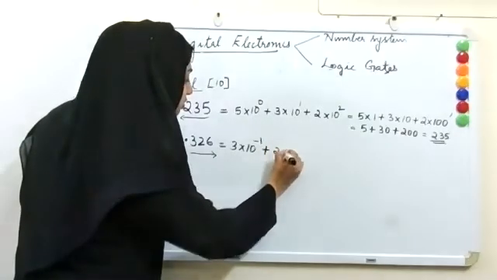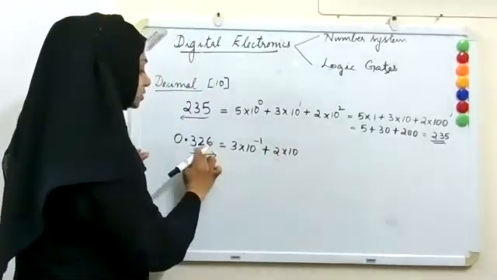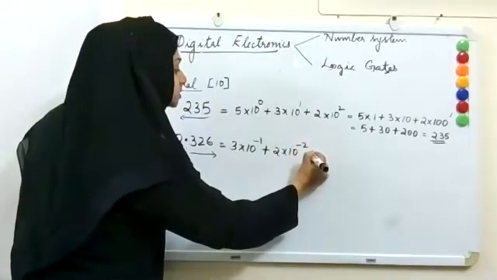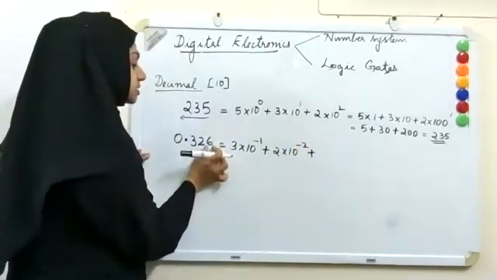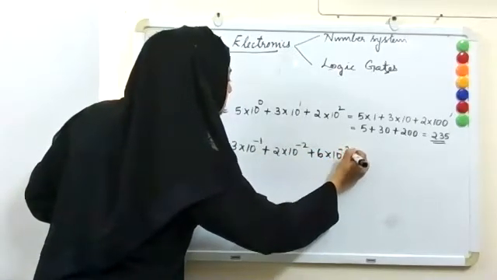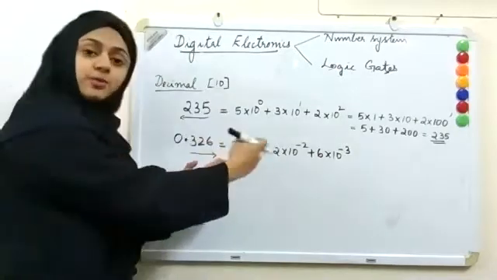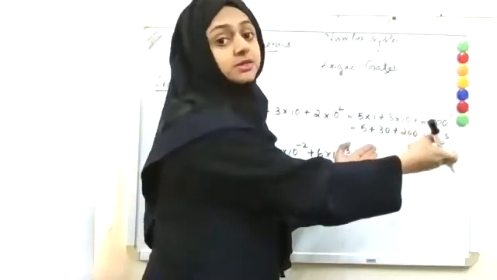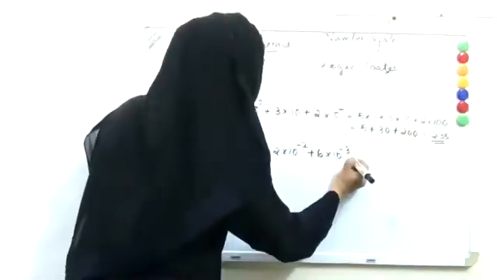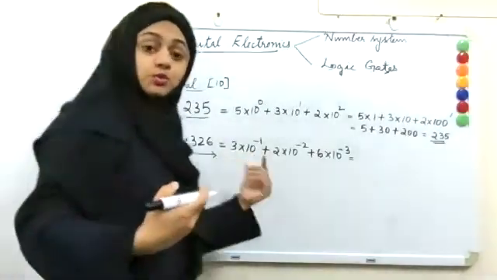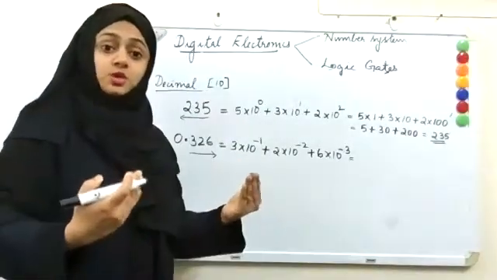Plus 2 times 10 raised to minus 2. Plus, next digit is 6, 6 times 10 raised to minus 3. And if there are more digits, it will go to 10 raised to minus 4, minus 5, minus 6, etc. So this is equal to 3 times 10 raised to minus 1. What is meant by 10 raised to minus 1?